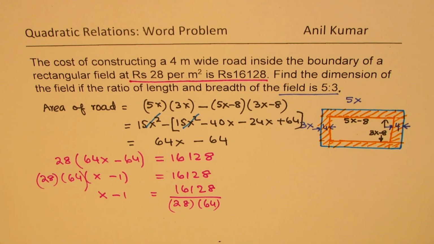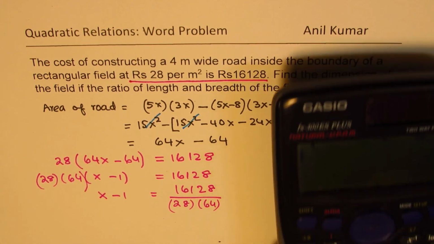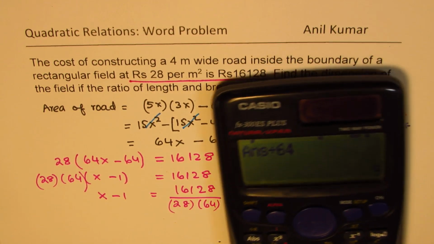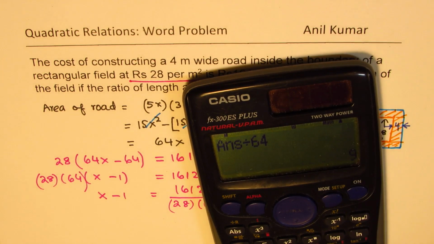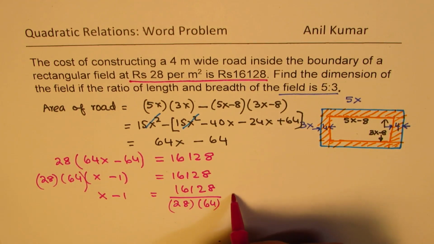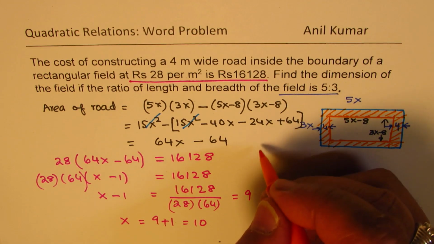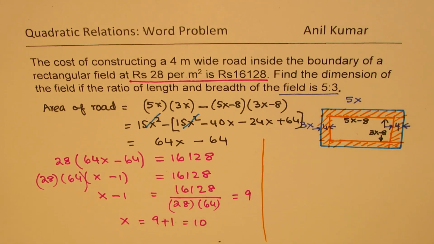Okay, so you could do this. Let's use the calculator. 16128, we'll divide this by 28 and also by 64. So we get this value as 9. Okay, that's good. So we get this value as 9, and therefore x is equal to 9 plus 1, which is 10. So we get the value of x as 10. Perfect. So excellent numbers. I really like such numbers. So it could easily be done without a calculator.